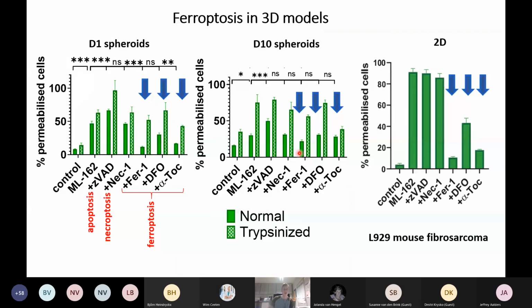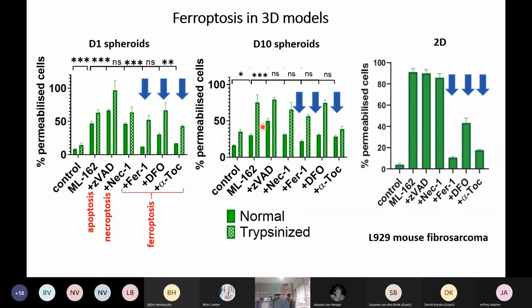After these optimization steps, we use the assay for ferroptosis induction in spheroids. We compared both day 1-old spheroids with day 10-old spheroids and with the 2D culture of the same L929 mouse fibrosarcoma cells. As you can see, ferroptosis was specifically induced since only the 3 ferroptosis inhibitors could reduce cell death, whereas the apoptosis inhibitor ZVAD and the necroptosis inhibitor necrostatin 1 could not. What you can also see is that day 10 spheroids were a lot more resistant towards cell death induction compared to day 1 spheroids and the 2D culture, presumably because of increased extracellular matrix formation serving as an extra protective barrier.